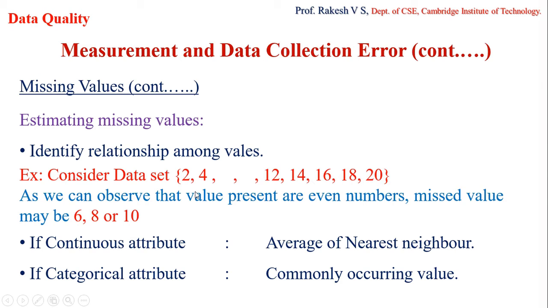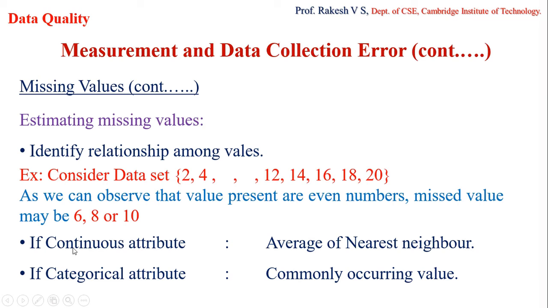First, I try to obtain a kind of relationship among the data objects present here. When I see these data, 2, 4, 12, 14, 16, it looks like an even number list starting from 2 and going till 20. There are two values missing here, from which I can guess the value missing here might be 6, or it might be 8, or it might be 10, right? So with this observation, I can tell that I might have 6, 8, 10 being present in these two places.